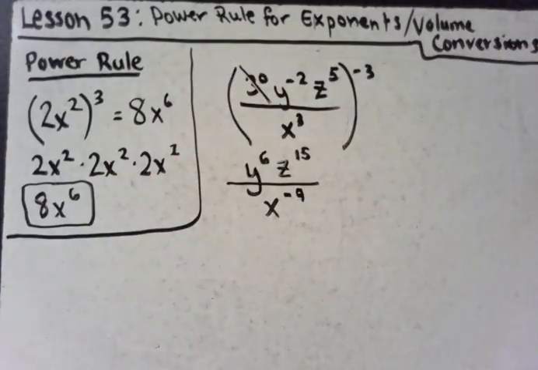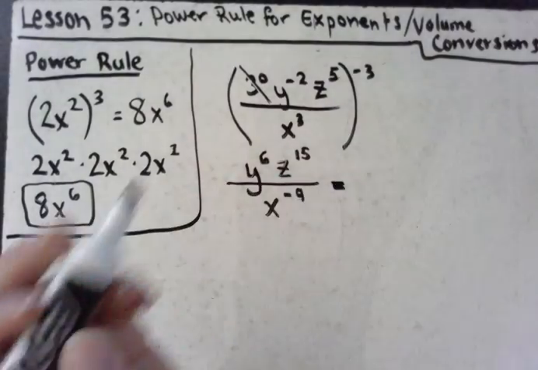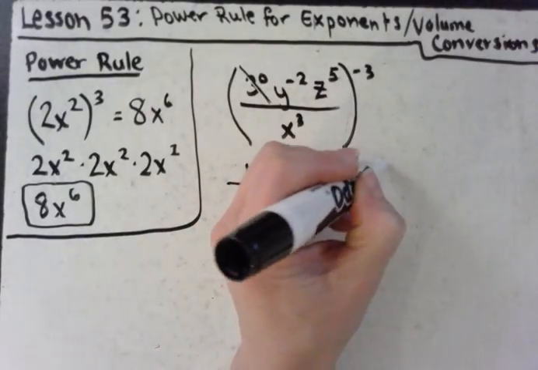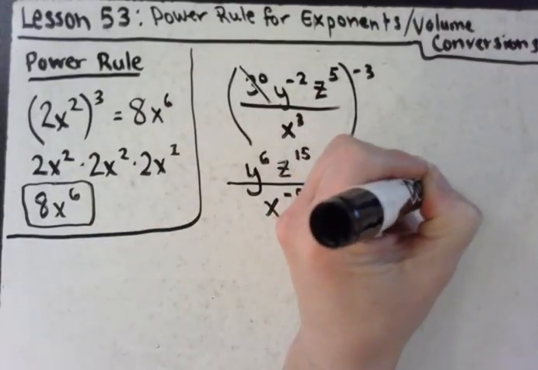And in this question, I'm going to write all the variables in the numerator. So in order to do that, I need to take the x and move it up and make it positive exponent. So it would be x to the positive 9, y to the 6th, and z to the 15th.